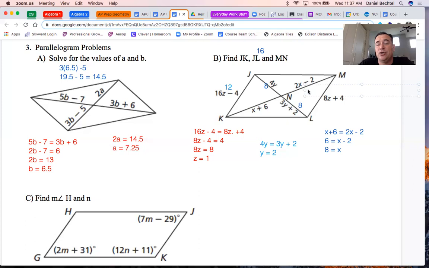16 minus 2 is going to be 14 for that one right there. So we have the length of MN is equal to 14. That means that we have everything that we have been asked for this problem. Now, y'all, that's a lot. And it's all just setting up equations, seeing what you're going to do.